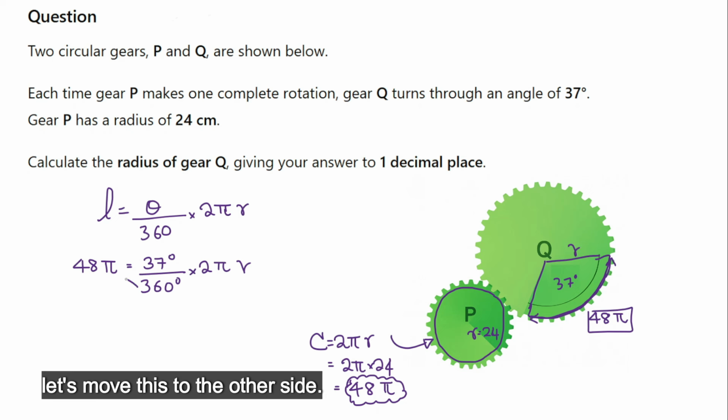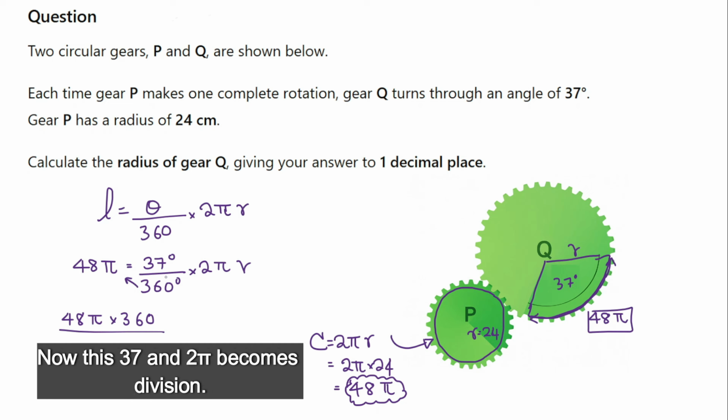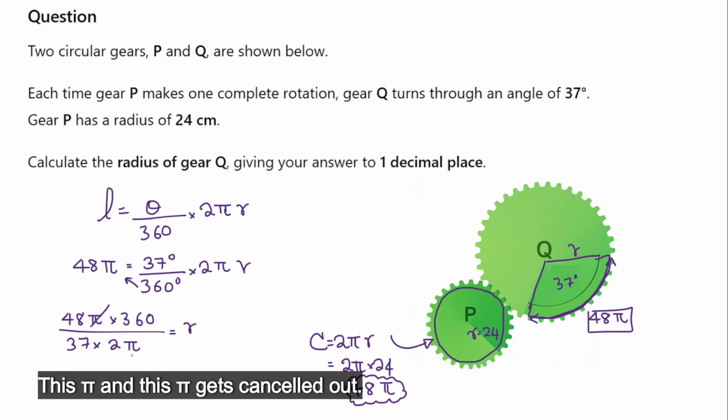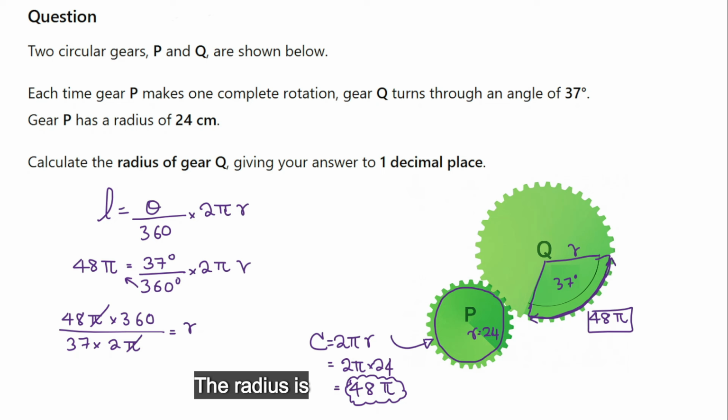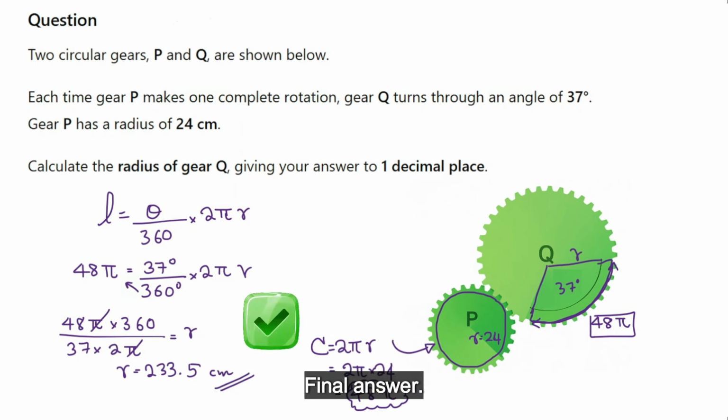So let's move this to the other side. 48 pi multiplied by 360 divided by, now this 37 and 2 pi becomes division. So 37 times 2 pi is my r. Now this pi and this pi gets cancelled out. The radius is 233.513. I'm going to go to one decimal place and it's in centimeters. Final answer.